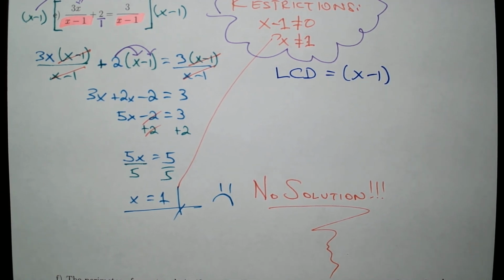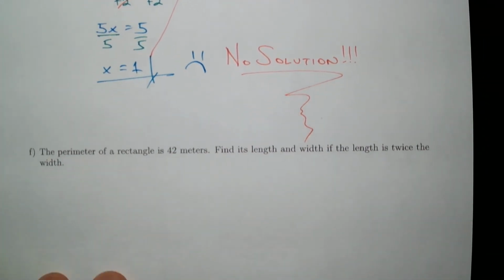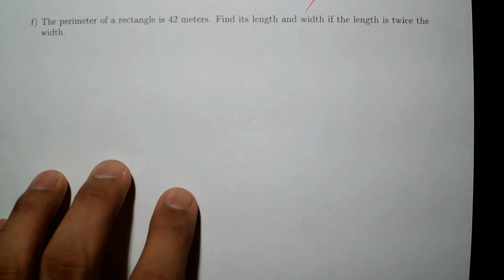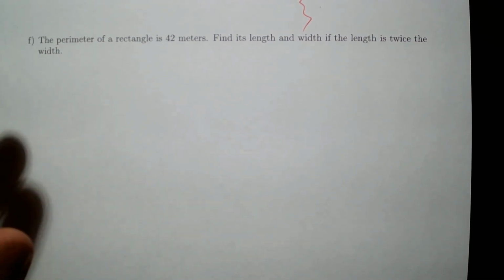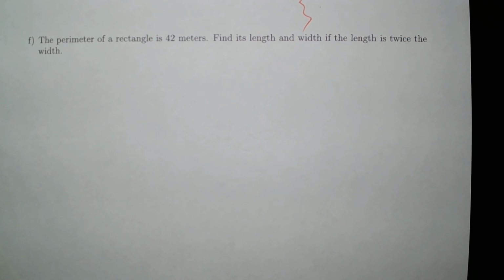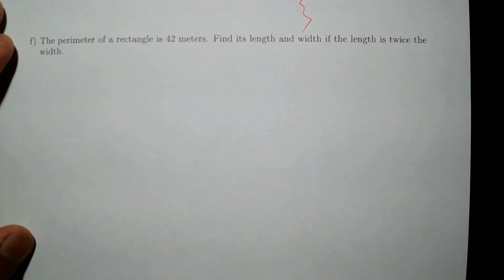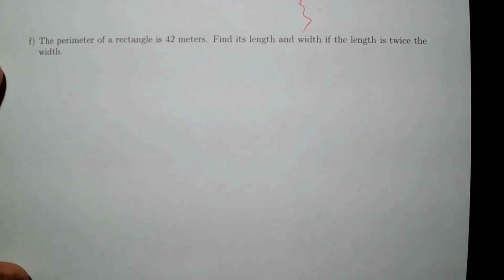For the last example of this section 1.1, we have our problem. Okay, so we have the perimeter of a rectangle, which is 42 meters. They're asking us to find the length and the width when the length is twice the width. Alright, the best thing to do here when it comes to word problems is to draw a picture. Okay, let's draw a picture for this.